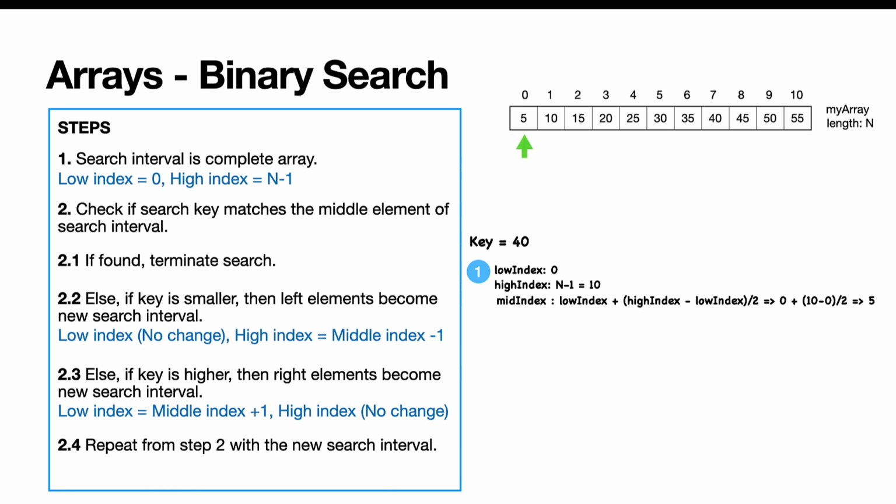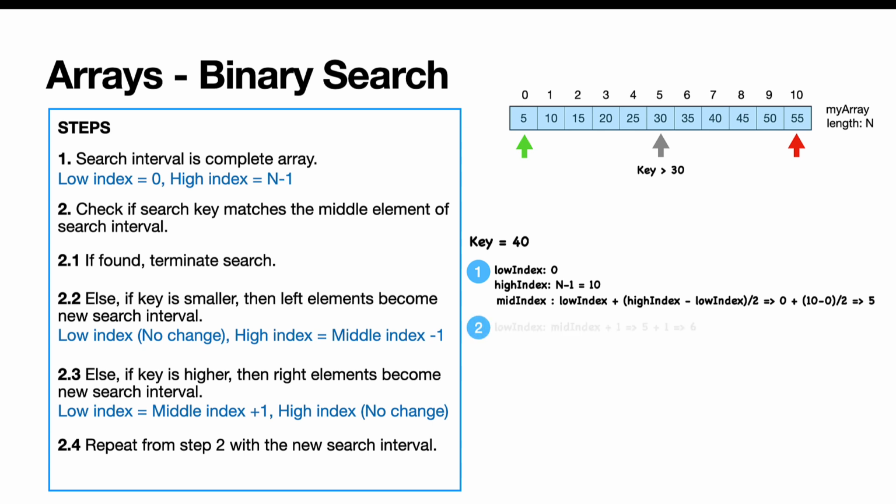So in the array, the low index is 0. High index is 10. The search interval is from index 0 to index 10, and the middle index is 5. The search key 40 is greater than the middle element 30. So we will ignore the left side of the middle index and continue our search on the right side of the middle index.